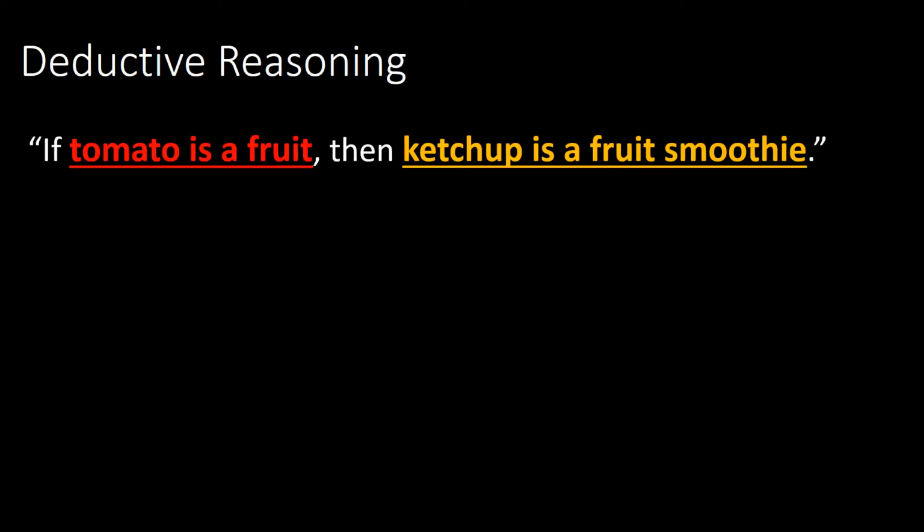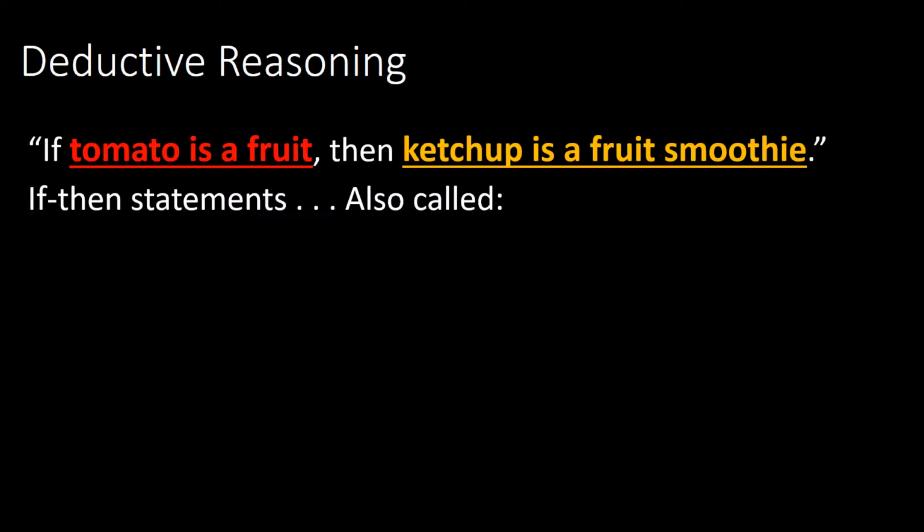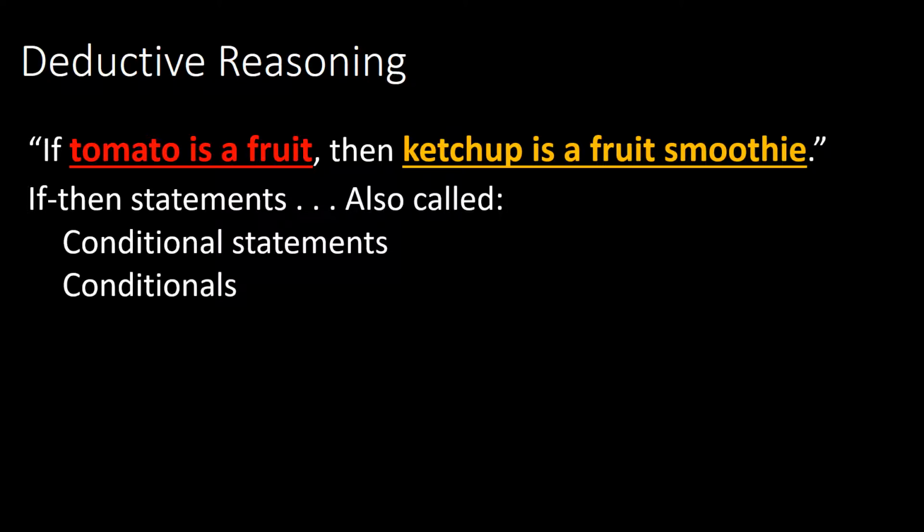So using if-then statements, here's example 1. We see here, if tomato is a fruit, then ketchup is a fruit smoothie. This is an if-then statement. Now there are a couple other names that we can give to if-then statements. Another name we could give to them is conditional statements. Another name would be just simply conditionals. These all mean the same thing.